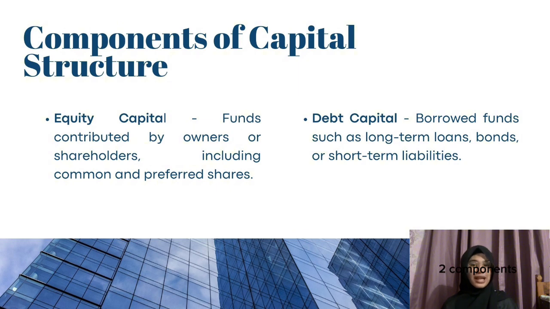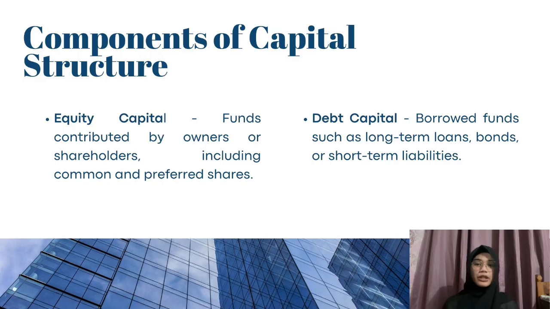So, mayroong two components ang capital structure. Ito na ang equity capital at debt capital. So, ang equity capital, it consists of funds raised from owners and shareholders. This includes common shares and preferred shares. So, ang common shares, ito na sila yung mga common stockholders that have voting rights and may receive dividends. Pero, usually, they are last in line to claim asset if the company dissolves. While, ang mga preferred shares naman, ito na yung mga shareholders usually get fixed dividends and have priority over common shareholders during liquidation, pero they often lack voting rights.